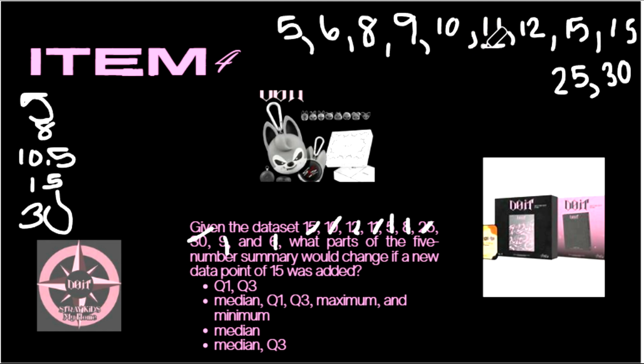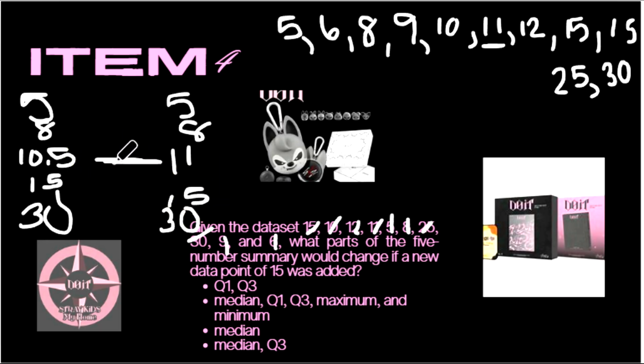So now our new median is 11. So now we have 5. We have 30. And our median is going to be 11. So now we have 1, 2, 3, 4, 5. We still have an 8 here. 1, 2, 3, 4, 5. And we have a 15 here. So the only number that changed is our median.